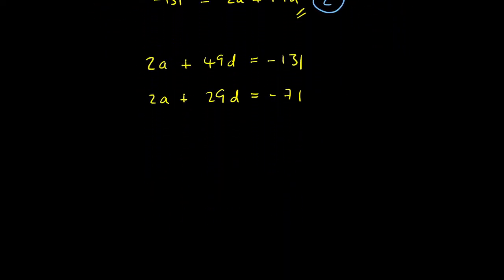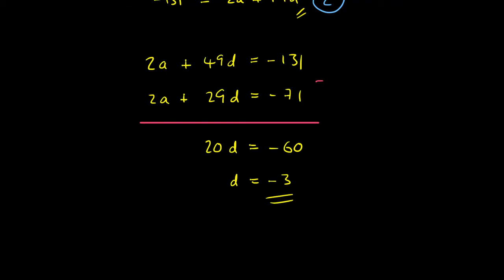Okay, well, if we were to subtract the bottom equation from the top, then we get 2a minus 2a, which is 0, 49d minus 29d, which is 20d. And then we've got here negative 131 minus, so that's plus 71. And that will give me negative 60. So therefore, d is going to equal negative 3.